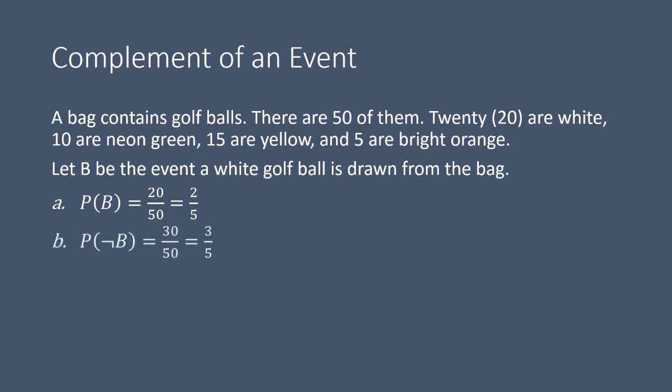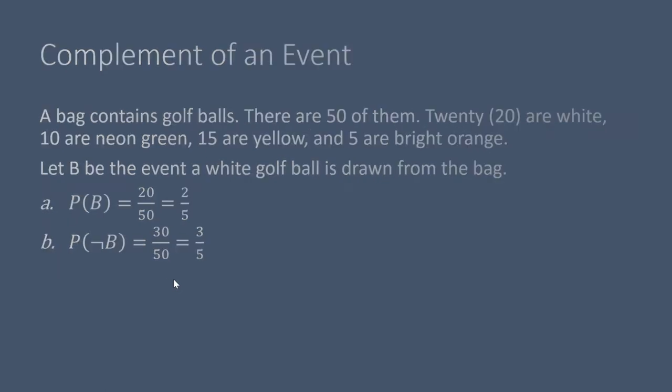Now, what is the probability that a ball that is drawn from the bag is not a white golf ball? So we will count the number of events in our sample space wherein the golf ball is not white. And there are 30 of them. 10 plus 15 plus 5, that is 30. And so, P of not B, the probability that the ball that is drawn is not a white ball, is equal to 30 divided by 50, or 3 over 5.